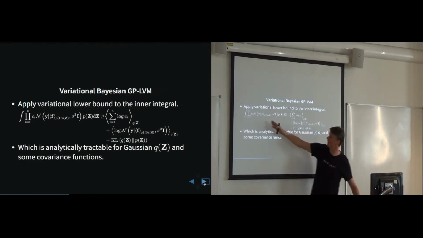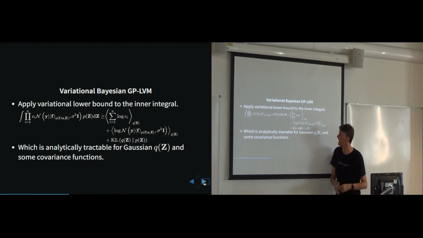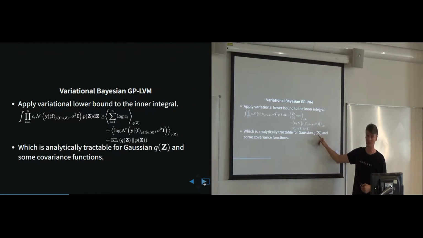But we apply the variational lower bound to that, so we're taking this thing, which is a standard Bayesian integral that we wanted to do, but we're just lower bounding it again and introducing Q of Z. So Q of Z being the posterior approximation, which we're going to force to be Gaussian. Normally we assume it's spherical.